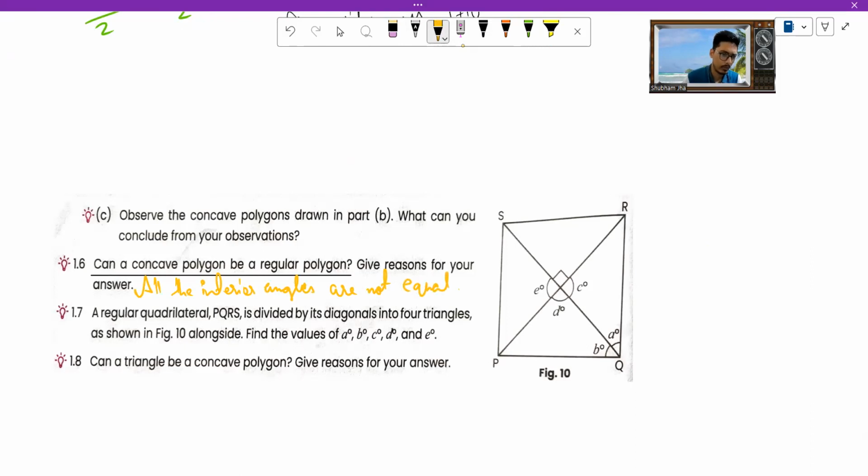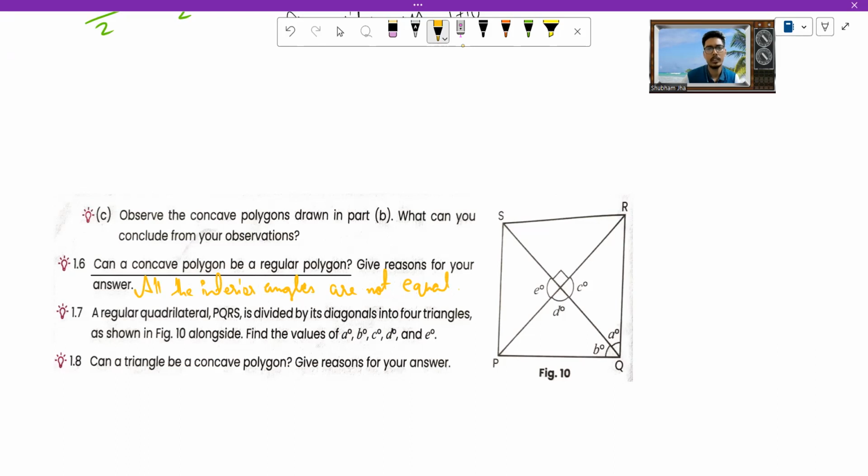Now, a regular quadrilateral PQRS is divided by its diagonals into 4 triangles. We have to find the value of angle A, angle B. So this is a regular polygon.